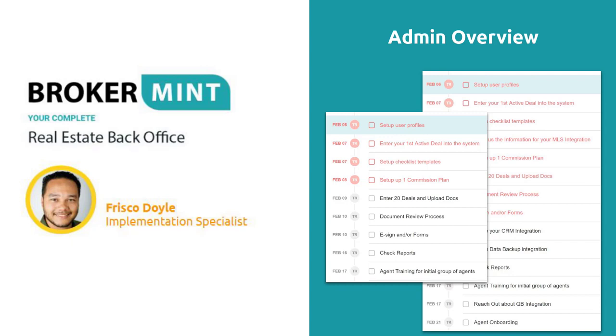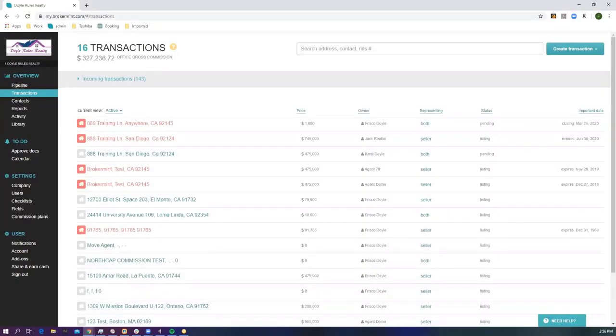Brokerment is a back-office transaction management software that covers the deal from contract to close. It's designed to be used by agents, admins, and their transaction coordinators. Importantly, Brokerment also integrates with outside vendors like MLSs, CRMs, accounting softwares like QuickBooks, and even Google Drive and Dropbox.